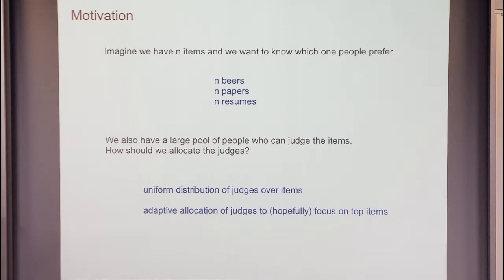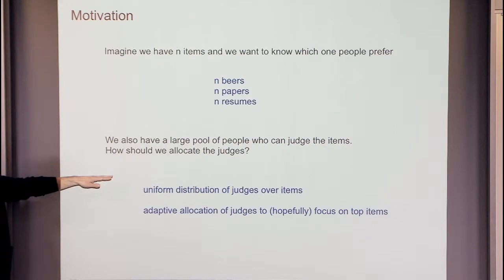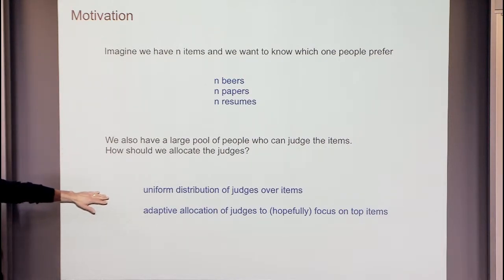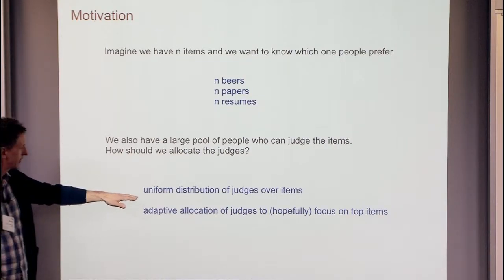And you have a pool, and I'm really thinking more about large pools of people who could judge these items. The question is, if we want to find the item out of this set of n that is most preferred by all the judges, how should we allocate the judging? At some very simple level, there are two ways you might think about doing it. First, you could uniformly allocate our judging resource over all of the items, and then collect the ratings and see which one gets the highest rating out of all those that were judged.